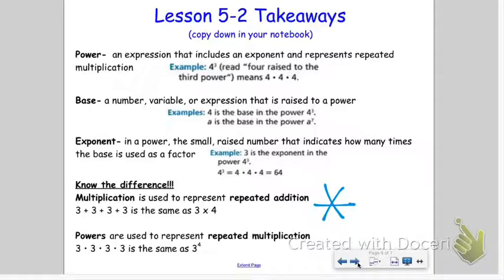So multiplication is used to represent repeated addition. However, powers are used to represent repeated multiplication. So instead of 3 times 3 times 3 times 3, we would write that as 3 to the 4th power. So make sure you understand the difference between the shortcuts. Multiplication is used for repeated addition. Powers are used for repeated multiplication.